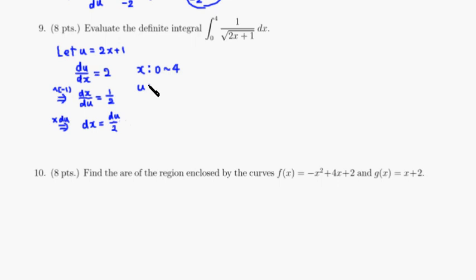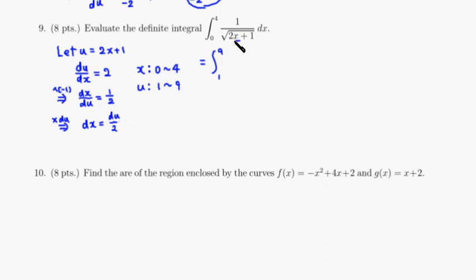So we have to convert it to a u value. The corresponding u value would be, if x is 0, plug in 0 in the substitution equation, 2 times 0 plus 1 is 1. So you start from 1 and plug in 4. 2 times 4 is 8 plus 1, so it's 9. So this integral becomes the integral from 1 to 9.